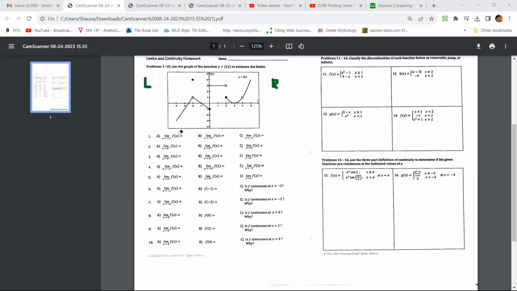Now, if they hadn't done that, then you would have to look, since it's asking you about the two-sided limit, at this limit at -1, which is right here, right? You'd have to look at it from both sides. But you already did that in number 1 up here. And what was that limit? That was 0, right?